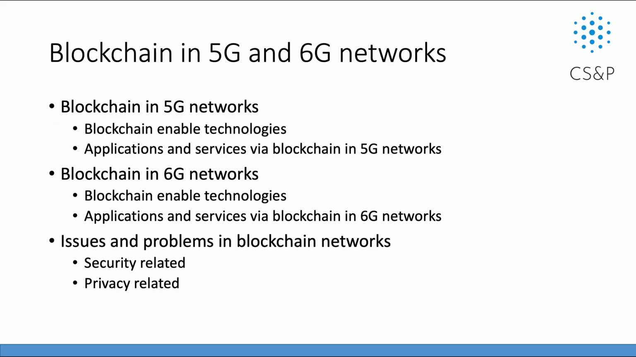There are three parts I will introduce for blockchain in 5G and 6G networks: blockchain in 5G networks, blockchain in 6G networks, and issues and problems in blockchain networks. For blockchain in 5G and 6G networks, each part will contain the blockchain-enabled technologies and applications and services. Issues and problems in blockchain networks involve two points: the security-related issues and the privacy-related issues. I will show a summary table for these three parts in the following.